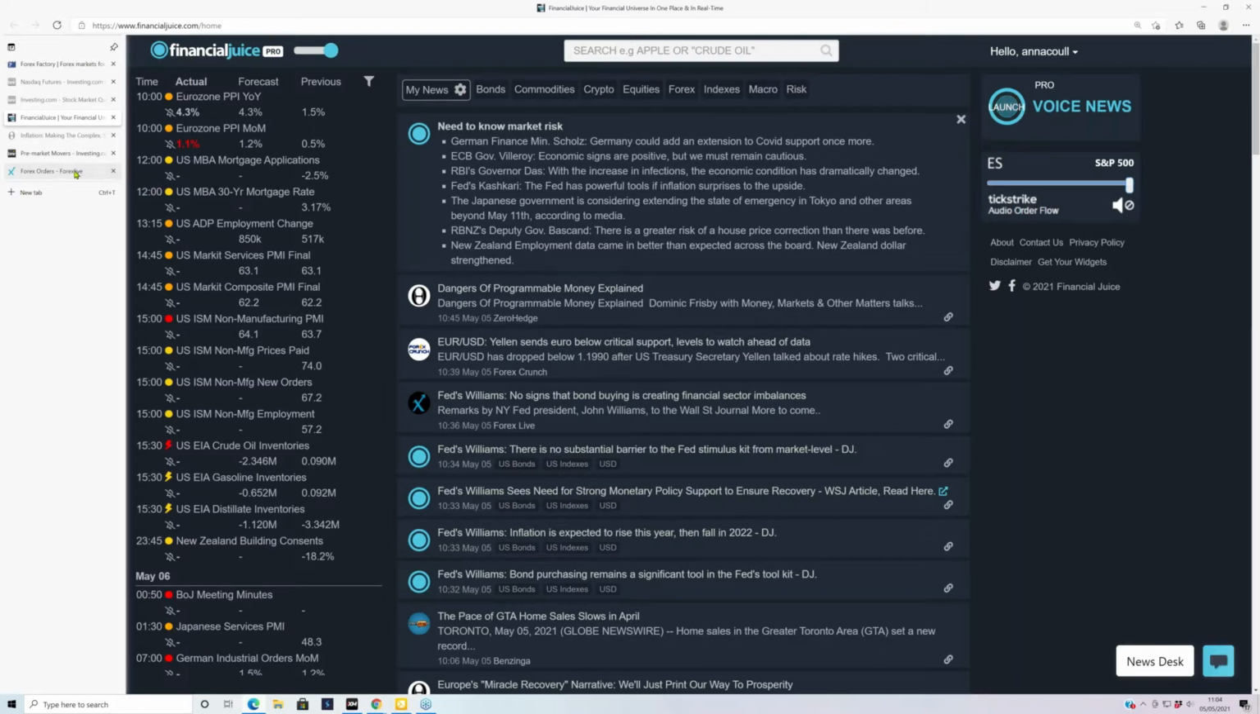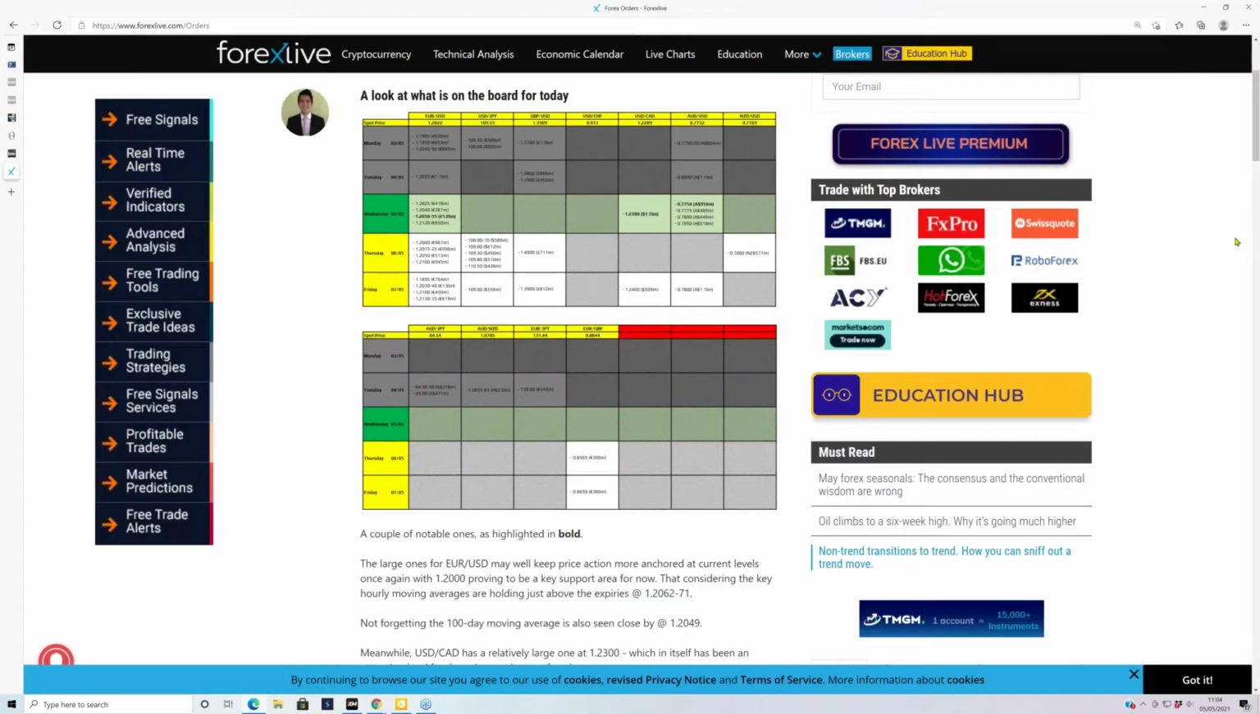Right. Lastly, Forex option expiries. We haven't mentioned these for some time, but we cover them in quite a lot of detail in our Forex program. The resource site that we always go to is Forex Live. They publish them. To get this information, you either have to pay for it, and it's very expensive, but the guys over there very kindly do this for us for free.